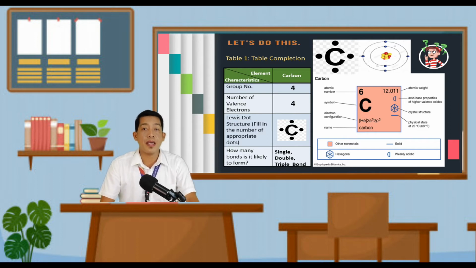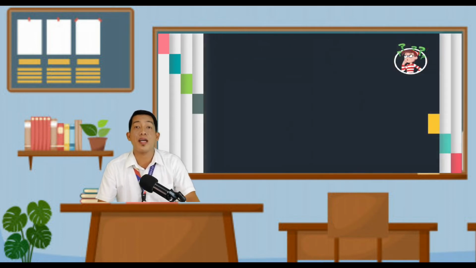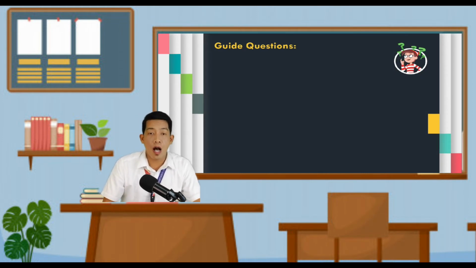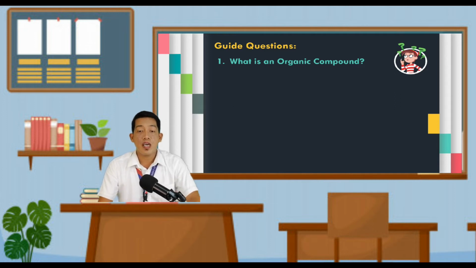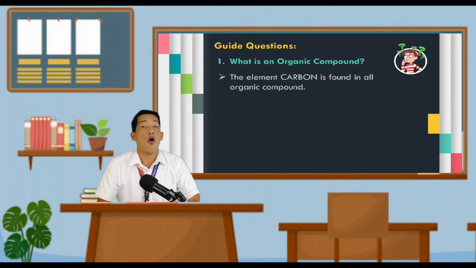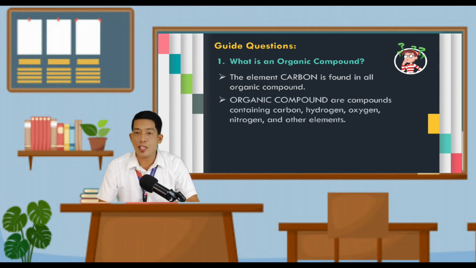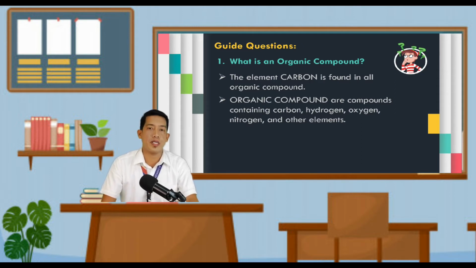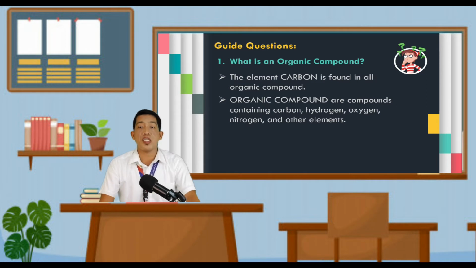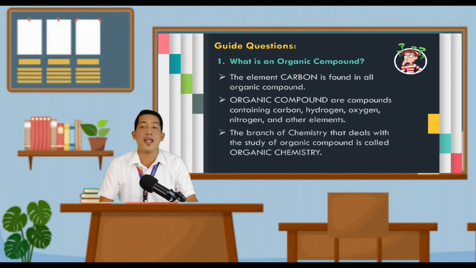Please prepare a pen in your Module 4 to answer the following guide questions. What is an organic compound? Yes, very good. The element carbon is found in all organic compounds. Organic compounds are compounds containing carbon, hydrogen, oxygen, nitrogen, and other elements. The branch of chemistry that deals with the study of organic compounds is called organic chemistry.